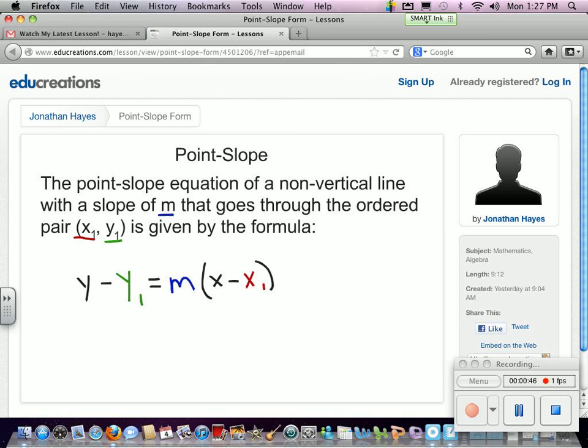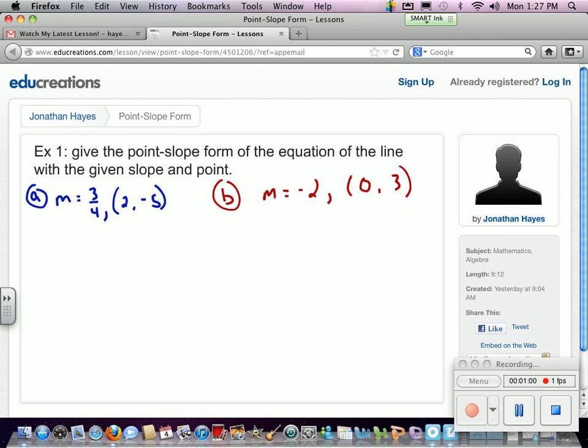Alright, so all we're doing is substituting in when we're given an ordered pair and a slope. We're going to substitute it into this formula, and that will give us the point-slope form equation of a line. So let's take a look at these two examples here, and we're supposed to give the point-slope form of the equation of the line with the given slope and point.